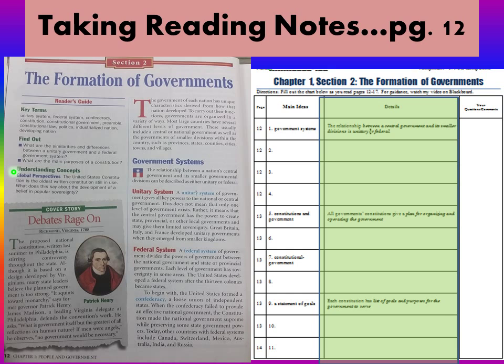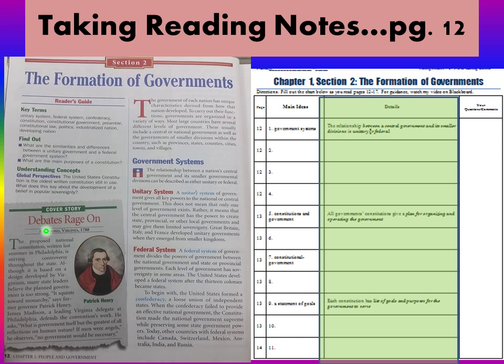Okay, understanding concepts, global perspectives. The United States Constitution is the oldest written constitution still in use. What does this say about the development of a belief in popular sovereignty? So we're going to come back to that, but that's a question you can think about before we start. Now, let's go to our cover story. This is going to get you interested, hopefully, in the rest of the section.